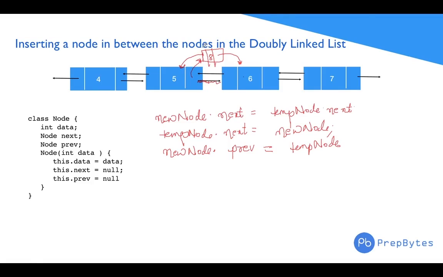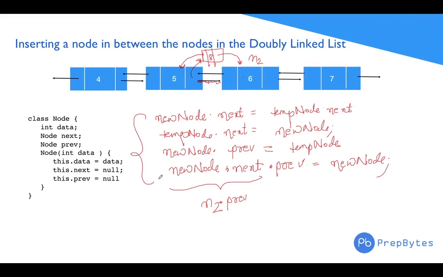Now one thing that is left is that the prev of this particular node, which is n2, points to new node. How do we do that? The only reference to n2 that we have is that n2 is the next of new node. So new node dot next is equivalent to n2, and we have to update prev of n2. So we do new node dot next, which gives me n2 dot prev, and this is going to be new node. So these are the operations that we have to do if we have to insert a node after a particular node in a doubly linked list.